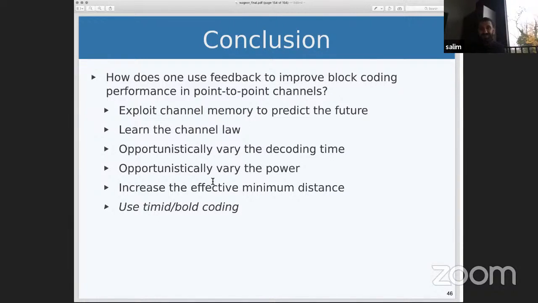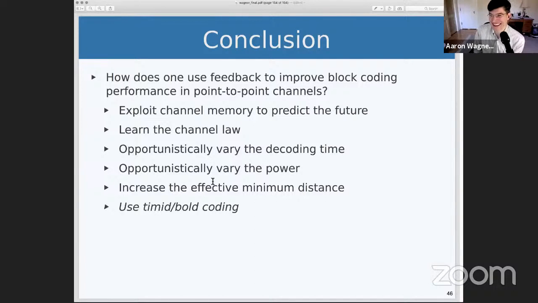Thanks a lot, Aaron. This is very interesting. So are these recent results? Some of the citations were 21, so.